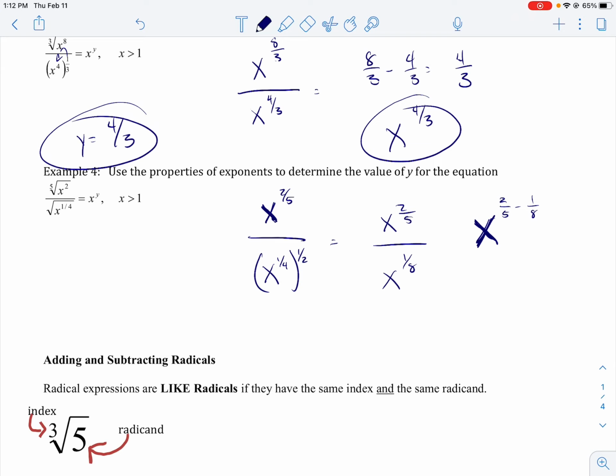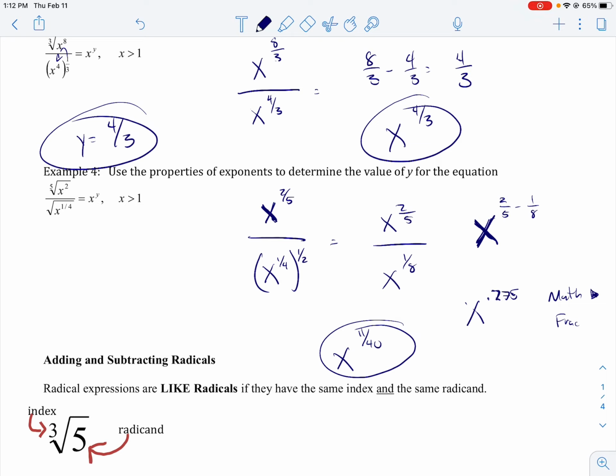So when you plug this in your calculator, you get x raised to the 0.275, right? And then you're just going to hit math, frac, okay? And so we get x is equal to 11/40.